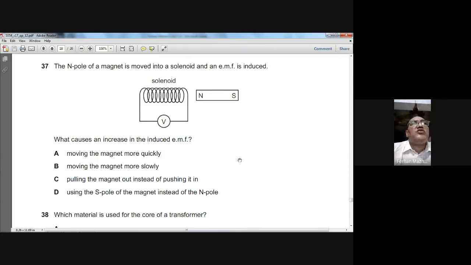Moving the magnet more slowly, no. Pulling the magnet out instead of pushing it, no. Using the S pole of the magnet instead, no. So A is the choice, moving the magnet more quickly. Question number 37, A is the choice.